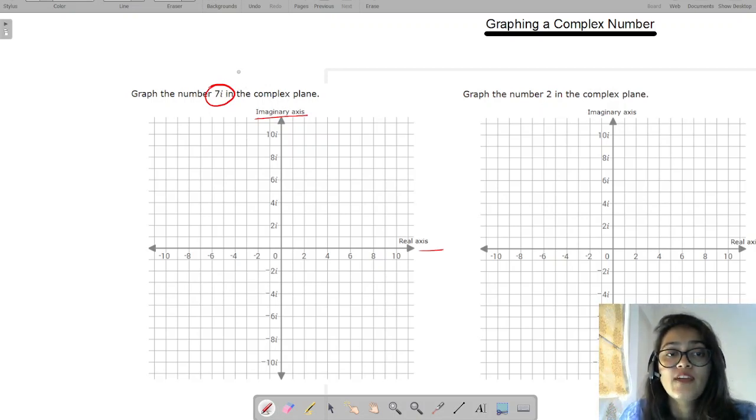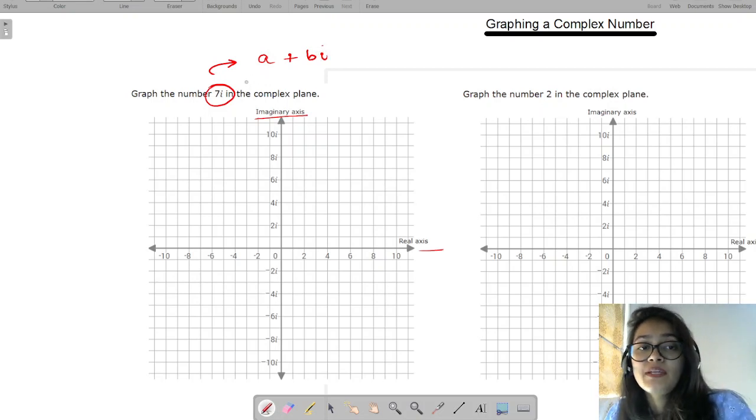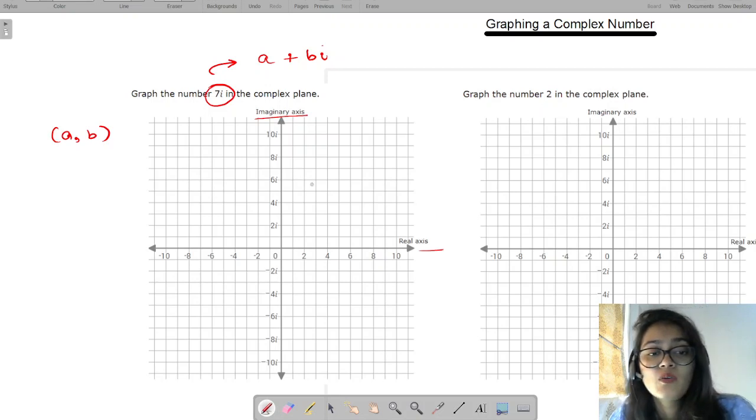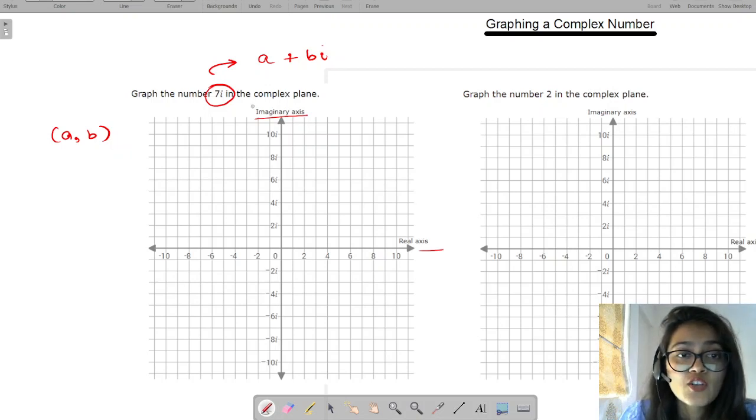So first of all I'm going to write this complex number in the form a plus bi. So in a plus bi, a is the real part of the complex number and b is the imaginary part of the complex number. If you know the values of a and b, then you just have to plot it in the form of a comma b, where your a will go on the real axis and b will go on the imaginary axis.